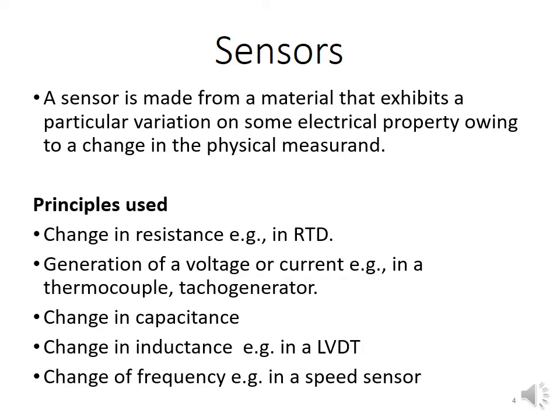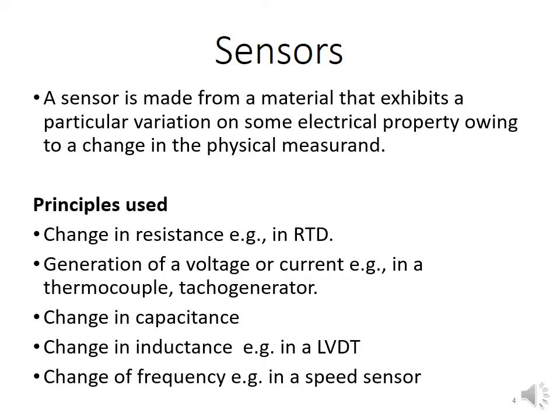A second principle is the principle of generation of a voltage or generation of a current. For example, we use it in a thermocouple. In a thermocouple, we join together two dissimilar metals at one end and leave the other ends open. When we do that, an EMF that depends on the temperature of the junction is going to be generated at the open ends of the metals. Therefore, we can measure this EMF and use it to determine the temperature at which the junction is, and hence the temperature of the material that we want to measure.